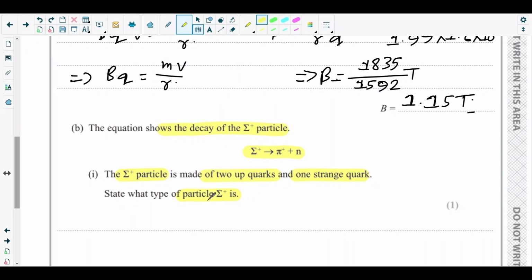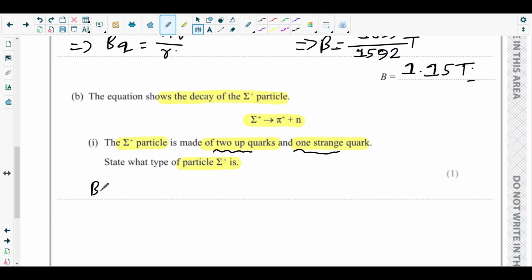Omega plus is made up of 2 up quarks and 1 strange quark. So in total there are 3 quarks in this omega plus particle. We know that particles made up of 3 quarks are called what? Baryons. So it is a baryon.